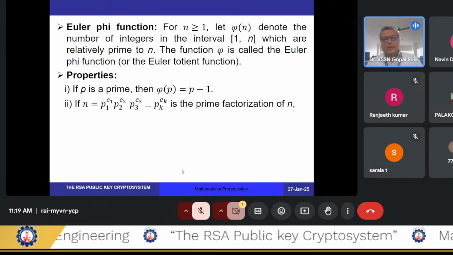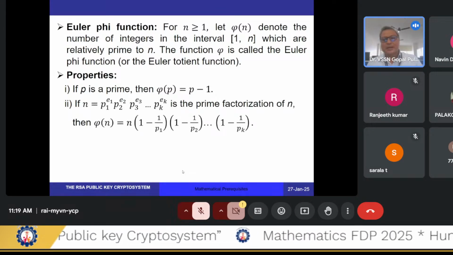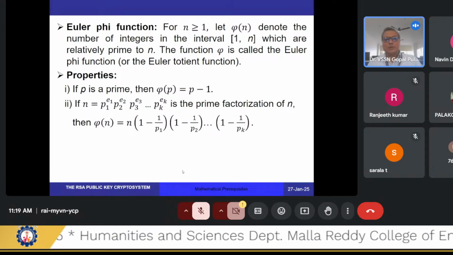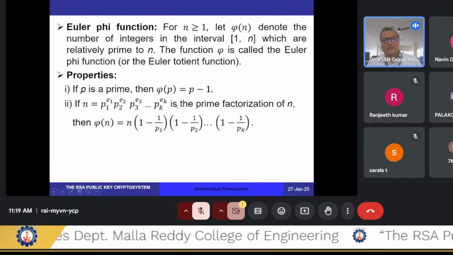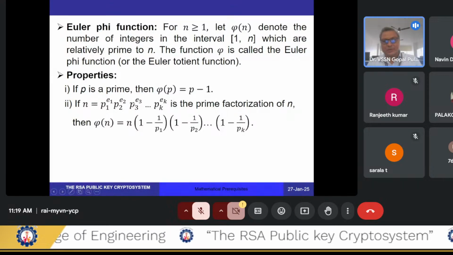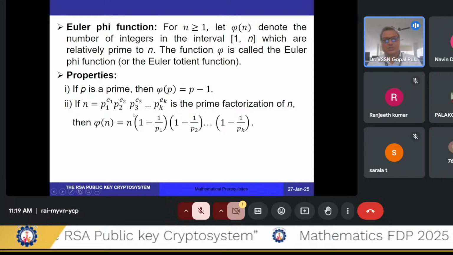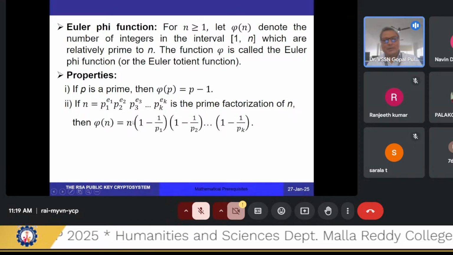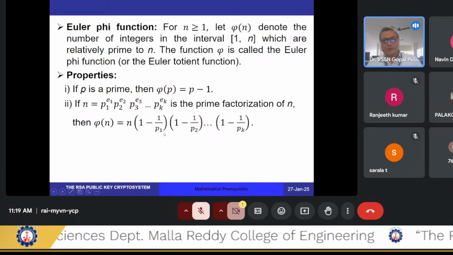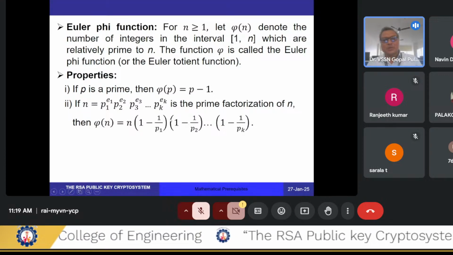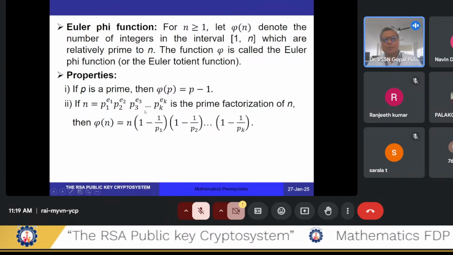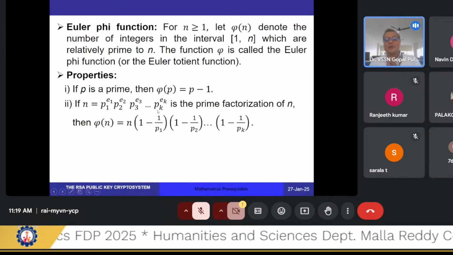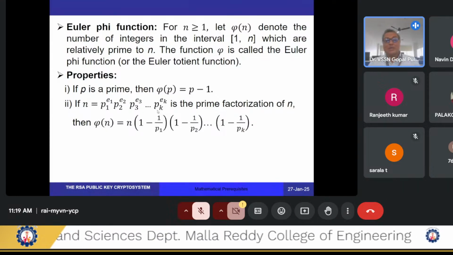Now coming to the prime factorization of n. If we can express n as a finite product of prime powers in this way, then the Euler phi function, denoted phi of n, can be expressed as n multiplied with 1 minus 1 upon p1, multiplied with 1 minus 1 upon p2, and so on, multiplied with 1 minus 1 upon pk, where p1, p2 and so on up to pk are all distinct primes.